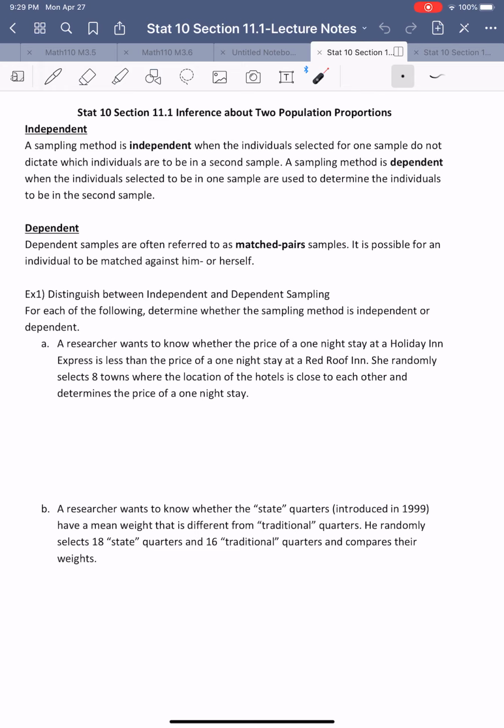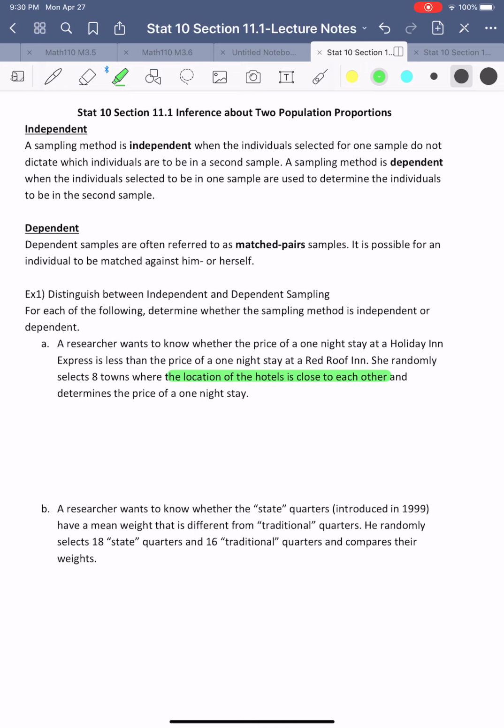Okay, so number one, distinguish between independent or dependent samples. For each of the following, determine whether the sampling method is independent or dependent. A researcher wants to know whether the price of a one night stay at a Holiday Inn Express is less than the price of a one night stay at the Red Roof Inn. She randomly selected a town where the locations of the hotels are close to each other, and determined the price of a one night stay. So I think the keyword in here is that the locations of the hotels are close to each other.